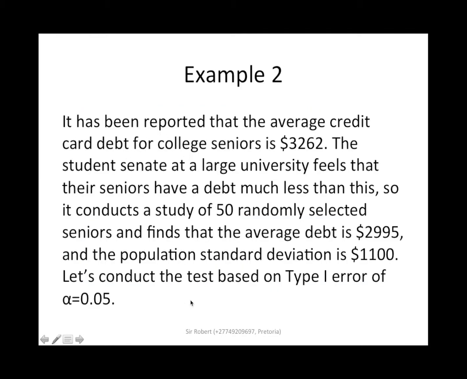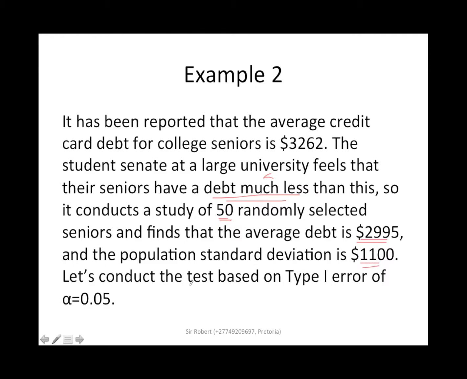So let's do a more full-fledged example. It has been reported that the average credit card debt for college seniors is 3,262. The student senate at a large university feels that their seniors have a debt much less than this. So the keyword is much less. So it means use less than. So it conducts a study of 50 randomly selected seniors and finds the average debt, and the population standard deviation is given.